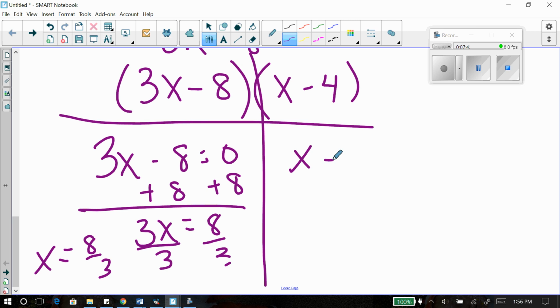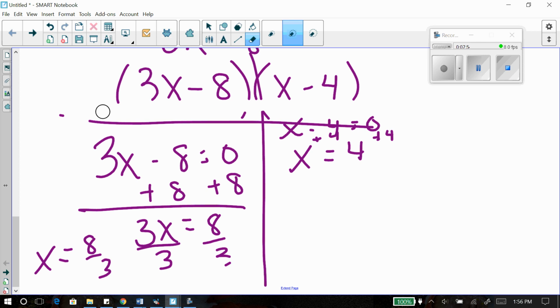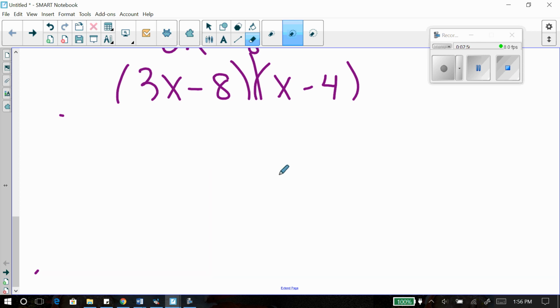And here, this is a simple one, x equals 4. So you'd add the 4, add a 4, and x equals 4. Again, don't need to show me this. Get rid of it. I just want you to see where things are coming from.